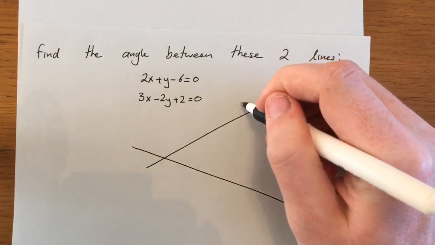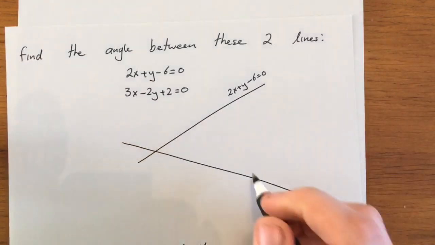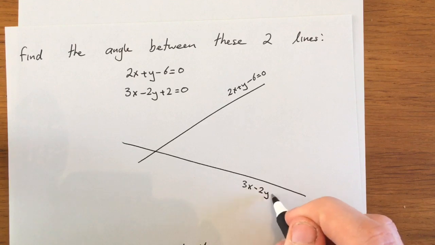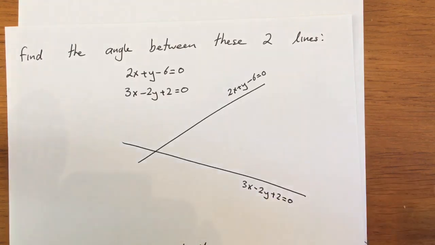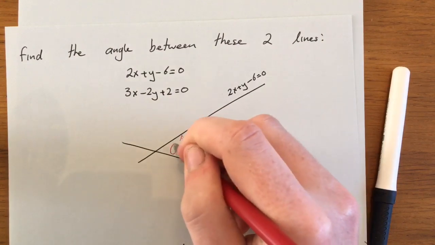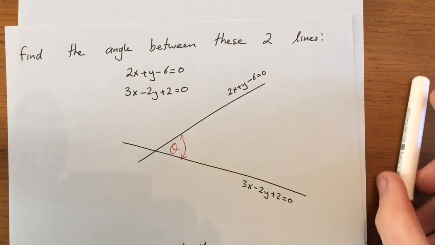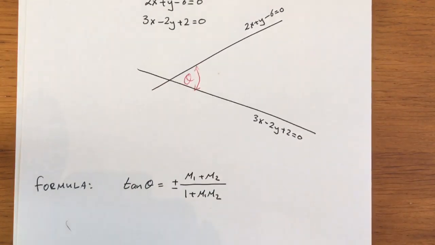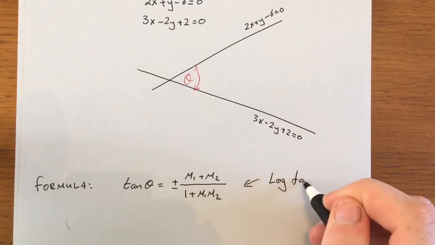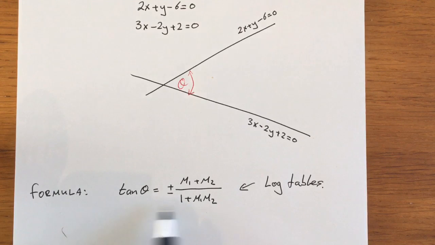So maybe this one here is 2x plus y minus 6 is equal to 0. And this line here is 3x minus 2y plus 2 is equal to 0. So what they are looking for is the angle between these two lines. And once again, to do this, there is yet again just another formula. And once again, this formula here is in the log tables. So we just need to fill in this formula here.